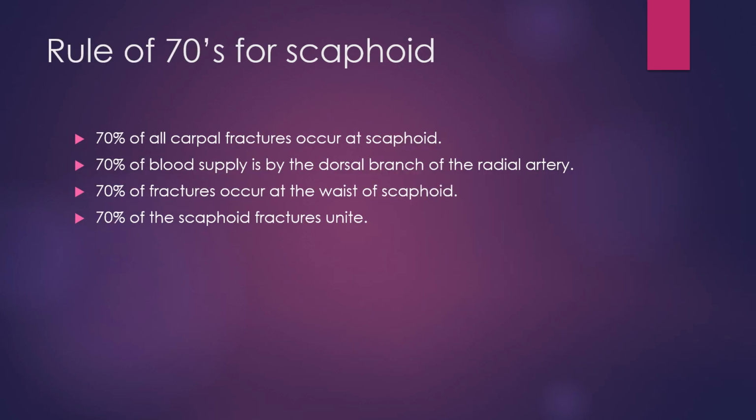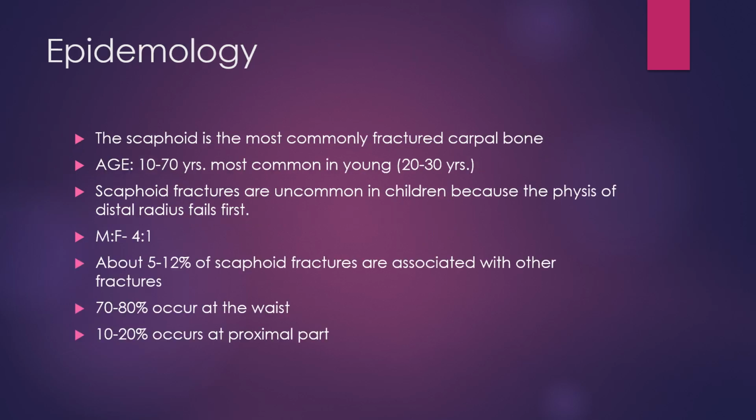There is something known as the rule of 70 for scaphoid. 70% of all carpal fractures occur at scaphoid. 70% blood supply is supplied by the dorsal branch of radial artery. 70% of fractures occur at the waist of the scaphoid, and 70% of the fractures unite. This means 30% of the fractures do not unite. So the non-union is nearly 30%. This is a very high number. 30% of the fractures of the scaphoid go into non-union because of the precarious blood supply.